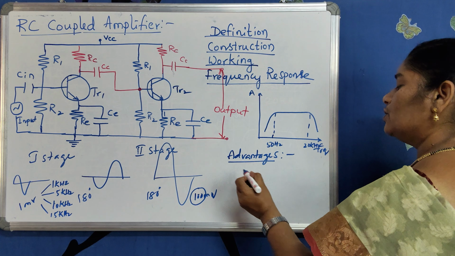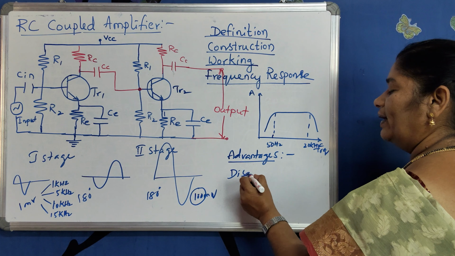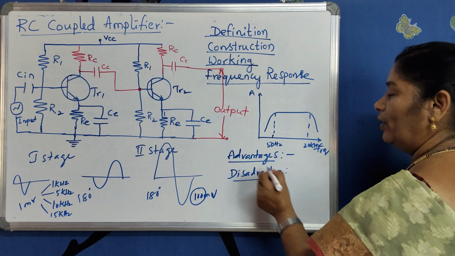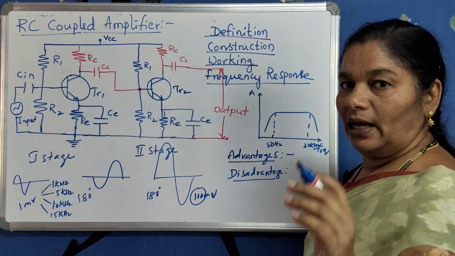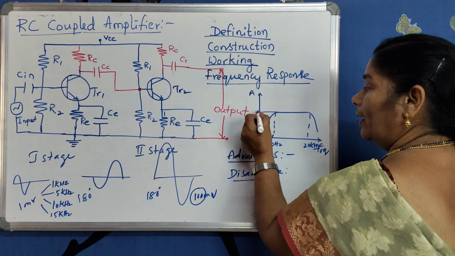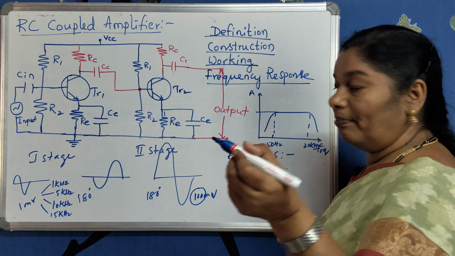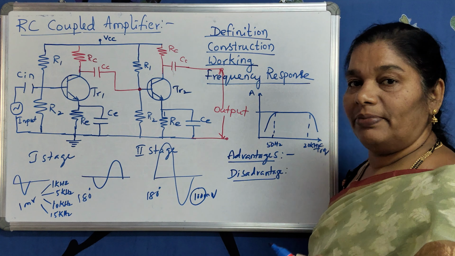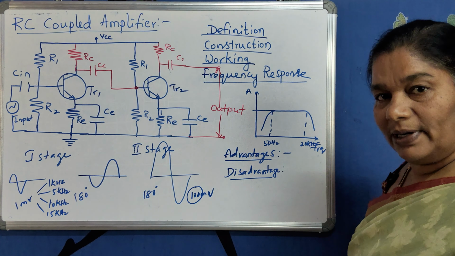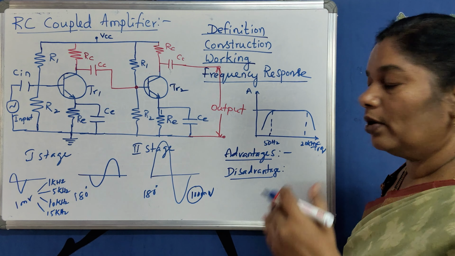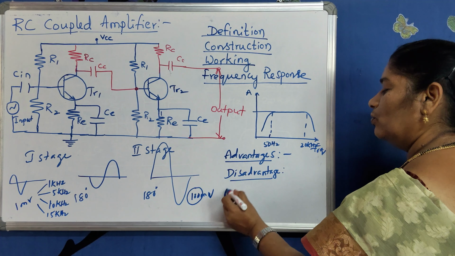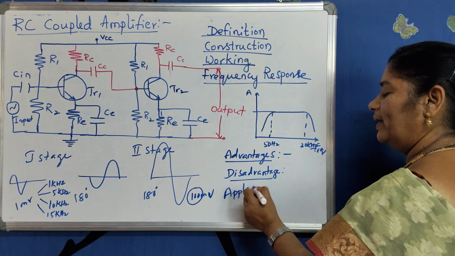Okay, so what about the disadvantages? Here it has a load effect due to RC, and also the gain is a bit low when compared to the transformer coupled amplifier. So the disadvantage is that the gain of the RC coupled amplifier is low compared to transformer coupled amplifiers. And now the last one: what are the applications?